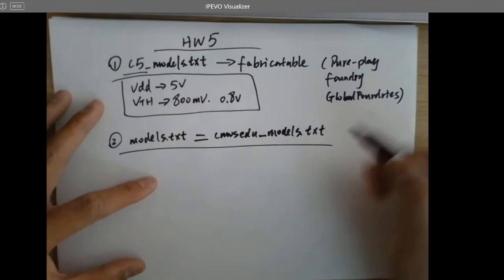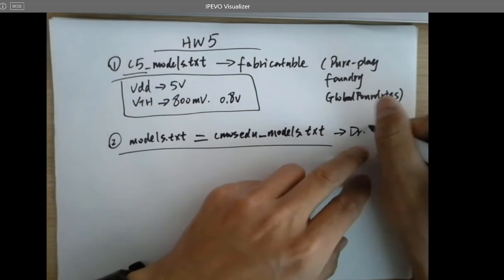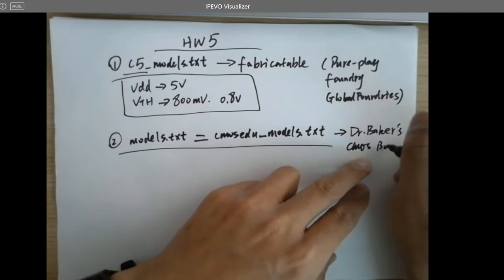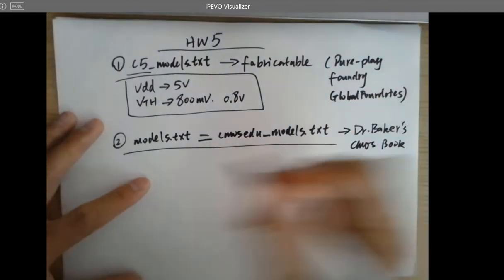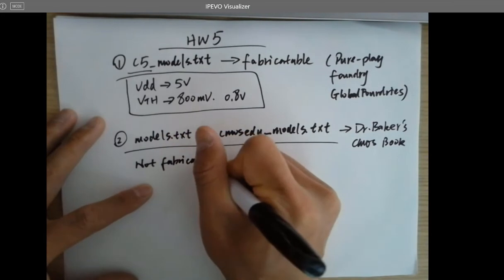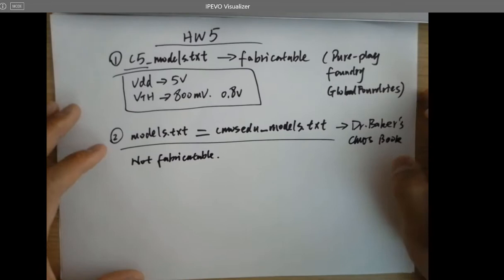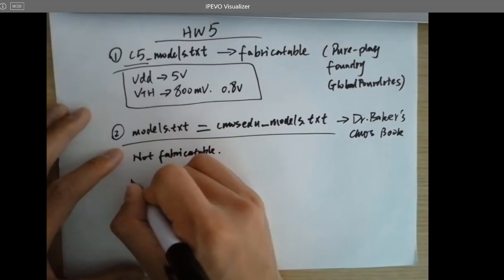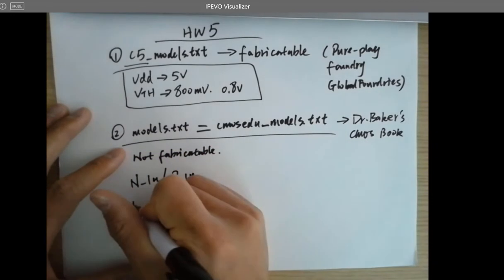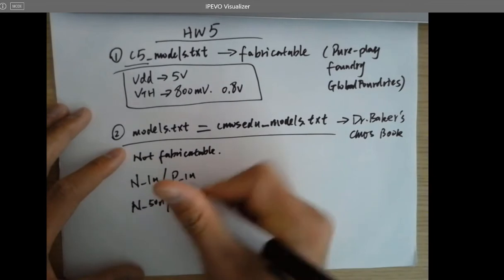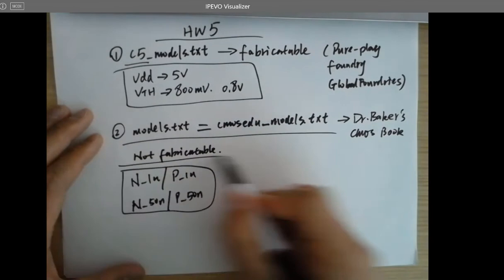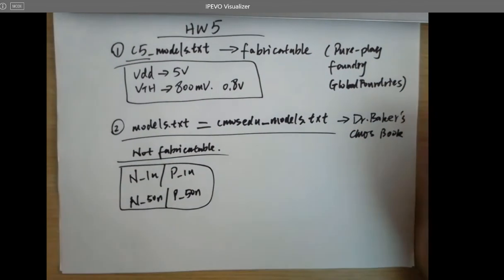So these model files are from Dr. Baker's CMOS book, and they are not fabricatable. There are no foundries on this planet that can fabricate that 1 micron, or 50 nano, technologies for you, right? So these are just for educational purposes.